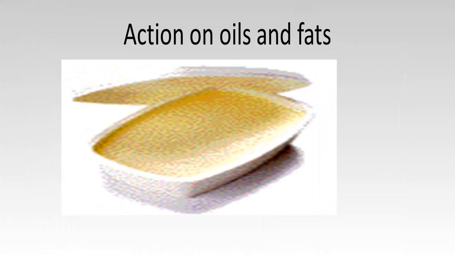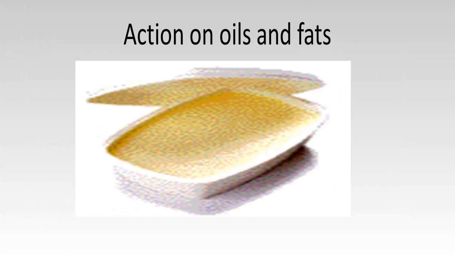Action on oils and fats. When fats and oils form into crystal, an emulsifier promotes and inhibits the growth, which prevents the formation of abnormal crystal. This function is utilized for margarine, shortening and chocolate.